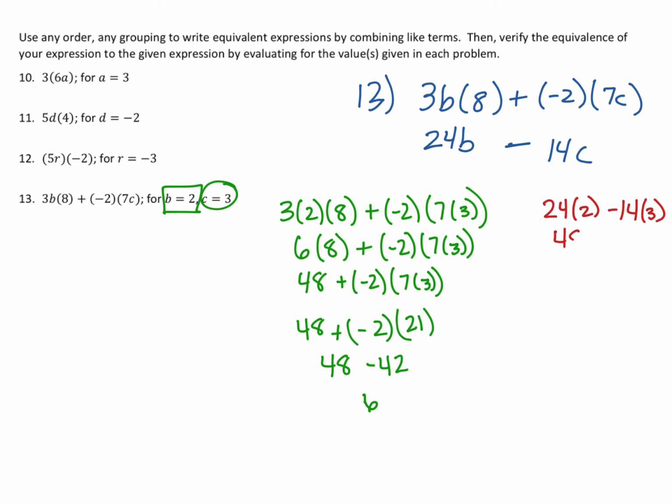24 times 2 is 48. 14 times 3 is 42. And 48 minus 42 is also 6.